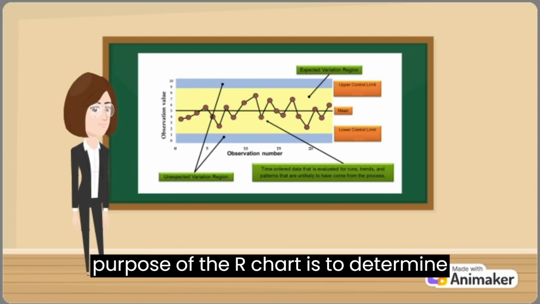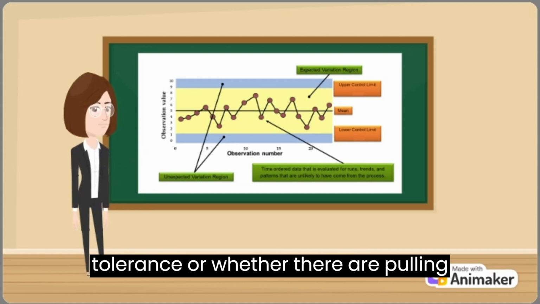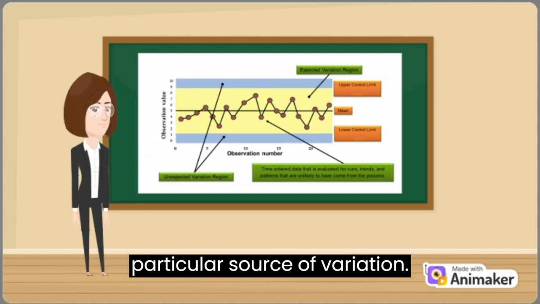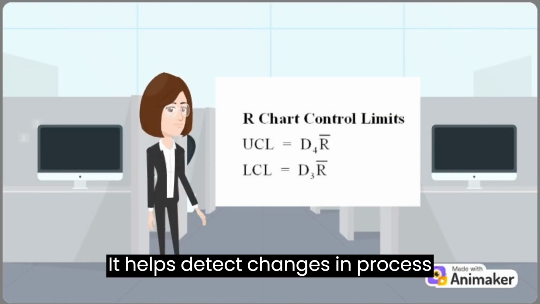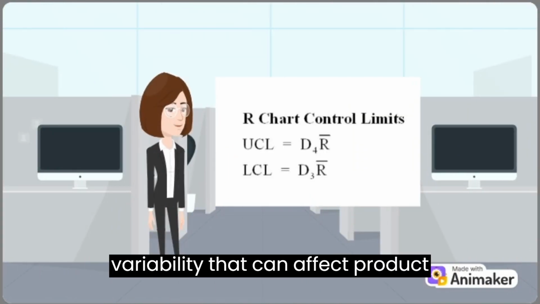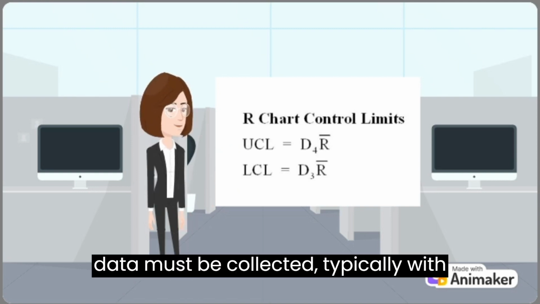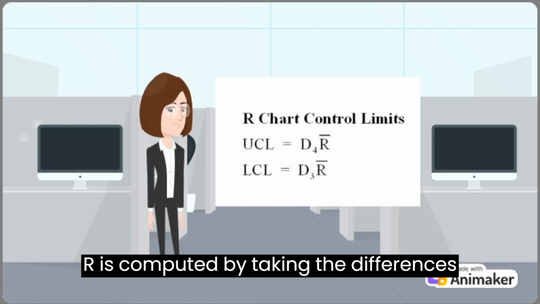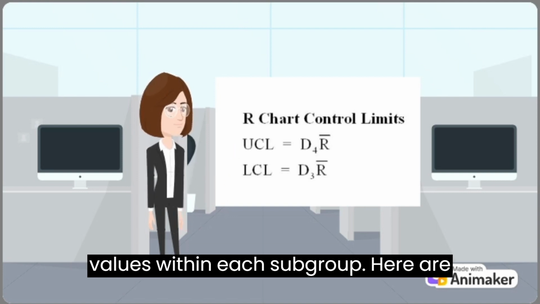The purpose of the R chart is to determine whether the process variation is within tolerance or whether there are points out of control that indicate a particular source of variation. It helps detect changes in process variability that can affect product quality. Multiple subsets of data must be collected, typically with multiple measurements per subset. R is computed by taking the difference between the maximum and the minimum values within each subgroup.